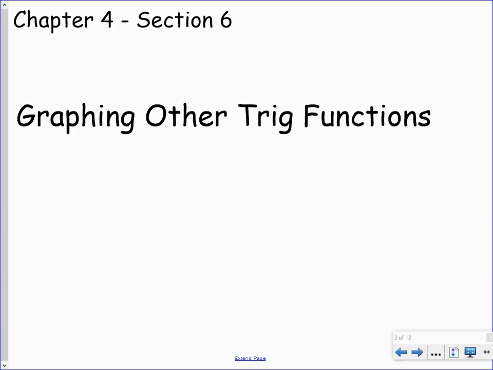Specifically, we are going to talk about the reciprocals to cosine and sine. So we've already graphed sine and cosine. We're going to graph the reciprocals first, using knowledge about reciprocals to help us graph. And the other function that we're going to graph is tangent.